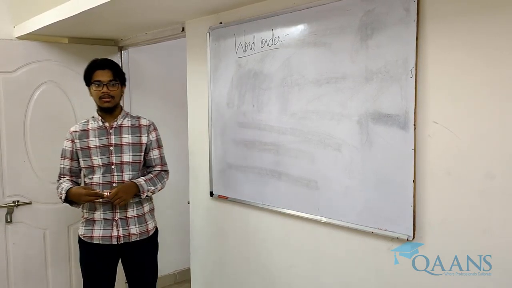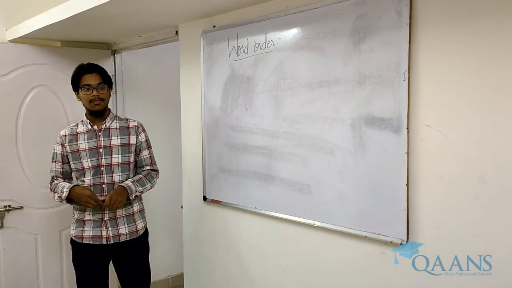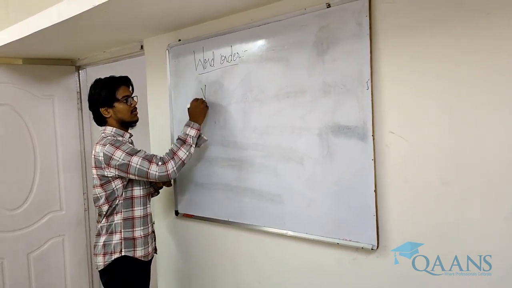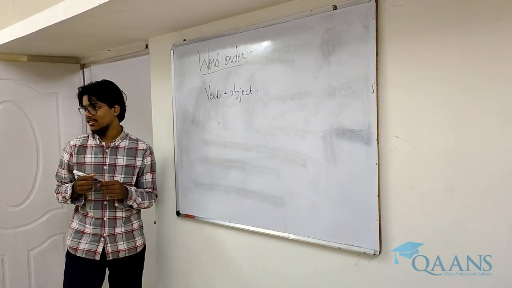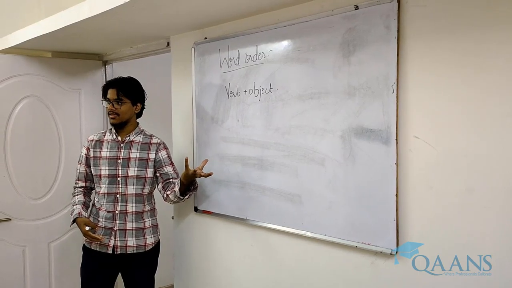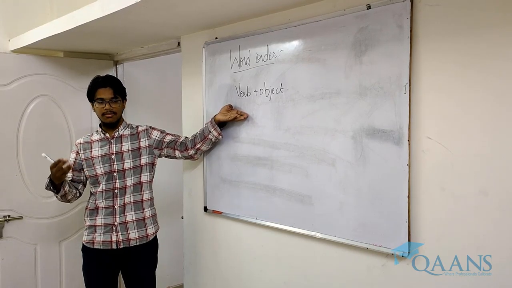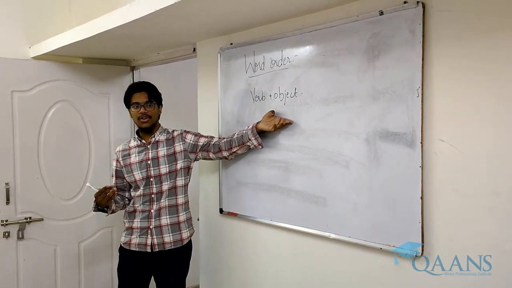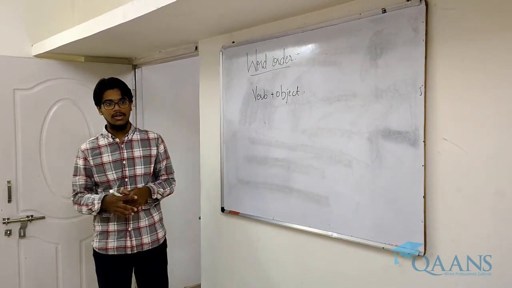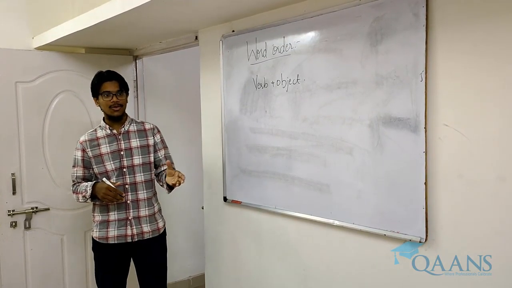For example, the first important thing that I'm going to teach is verb plus object. In a normal sentence, in most of the cases, except some exceptional cases, verb comes before the object. Before the object, we place the verb.